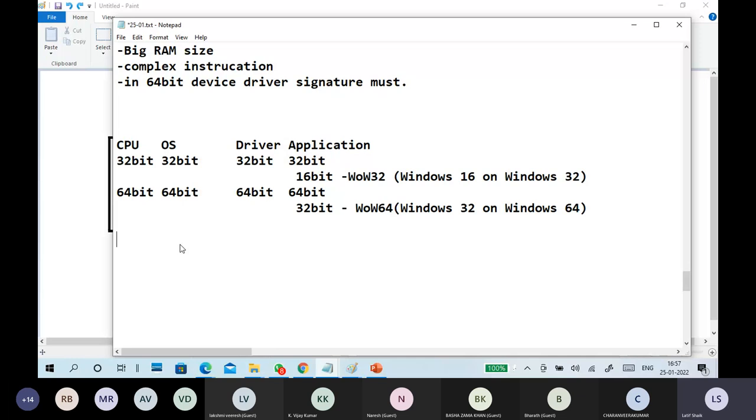Like I have a Wi-Fi adapter, or maybe a wired adapter, or maybe a printer. I want to take a print. How to interact with the printer? My operating system or my application doesn't know how to interact with that particular model of printer. So I need a piece of software to make a communication between my laptop and my printer. So what is that piece of software? We call it a driver.